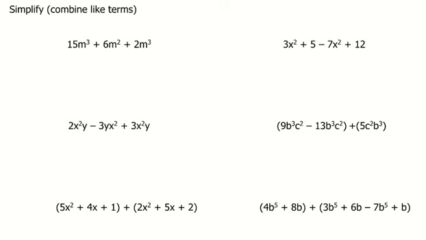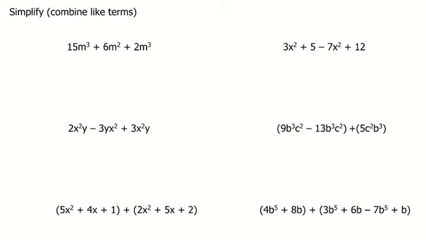lot of them. Okay, so let's just start with this. 15m to the 3, 6m to the 2, and 2m to the 3. These are like terms, so I can add them. 15 and 2 is 17m to the 3. But then you couldn't do anything with this 6m squared because there were no other m squareds, and so that's just plus 6m to the 2.